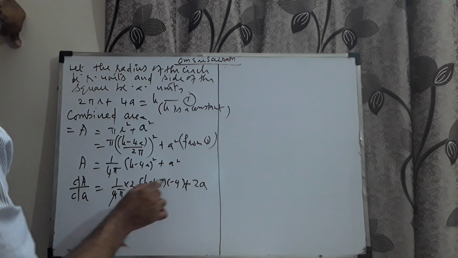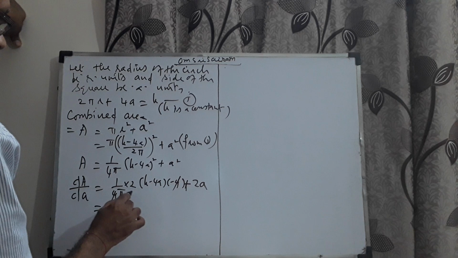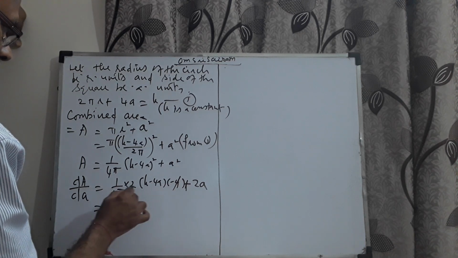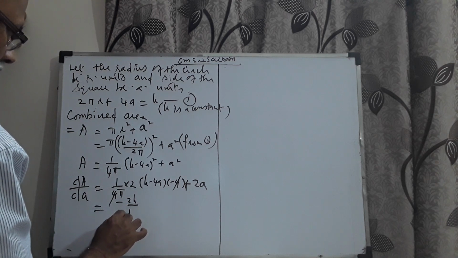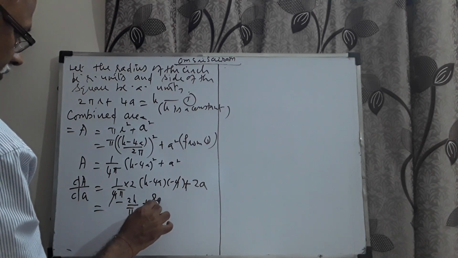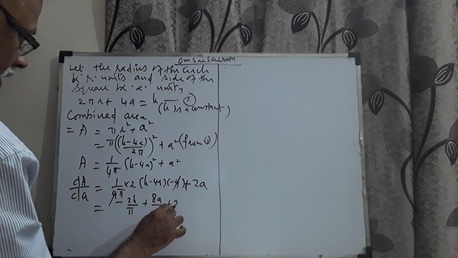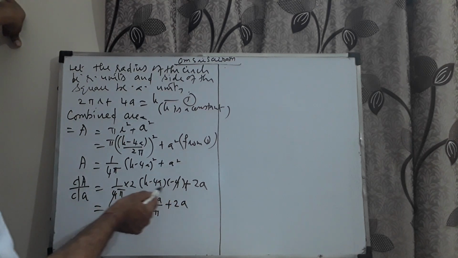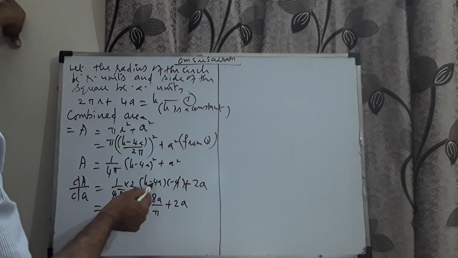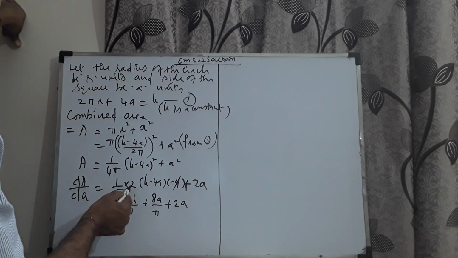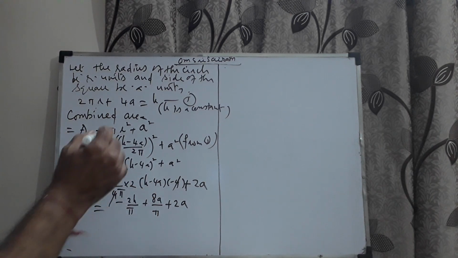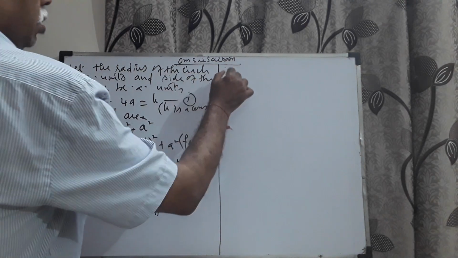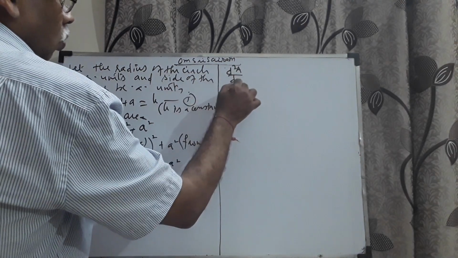Here anyway 4 gets cancelled, which can be written as, I will multiply this minus 2 by pi inside. Therefore this will be minus 2k by pi plus 8a by pi plus 2a. Let me check. Minus 2 by pi into k, minus 2k by pi, minus 2 by pi into minus 4a, plus 8a by pi. Now I'll be able to think about the second derivative.